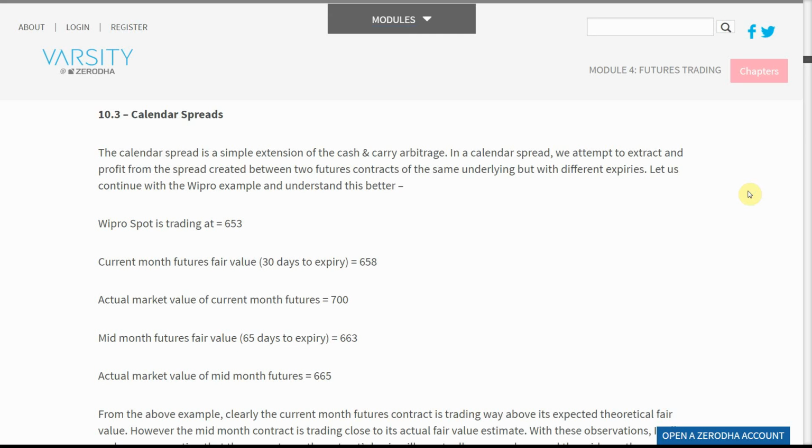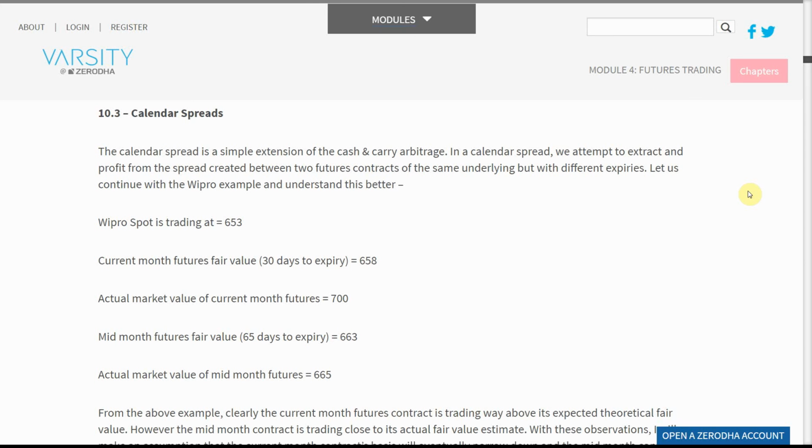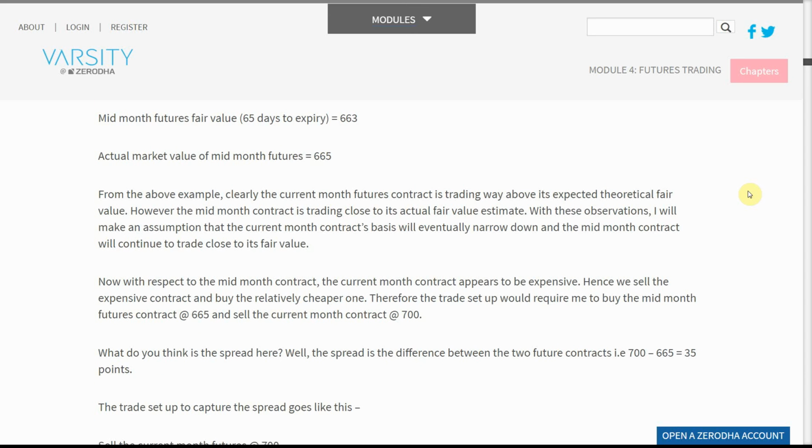With these observations, I will make an assumption that the current month contract's basis will eventually narrow down and the mid-month contract will continue to trade close to its fair value. Now, with respect to the mid-month contract, the current month contract appears to be expensive. Hence, we sell the expensive contract and buy the relatively cheaper one. Therefore, the trade setup would require me to buy the mid-month futures contract at 665 and sell the current month contract at 700. What do you think is the spread here? Well, the spread is the difference between the two futures contracts, i.e. 700 minus 665 equals 35 points.